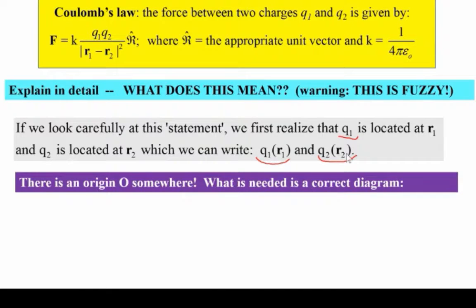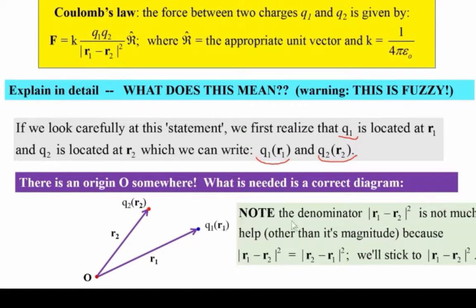Well, that means there's an origin somewhere. If you're going to define these vectors, we need a diagram, and so that's simple. We have some origin, and we have the two charges located at these 2 points. And the vectors R1 and R2 just simply connect the origin to those points.